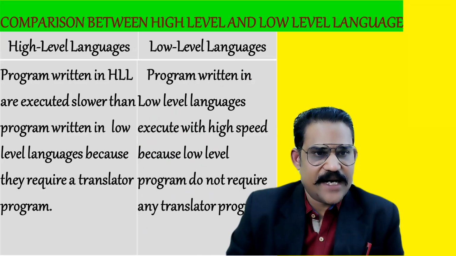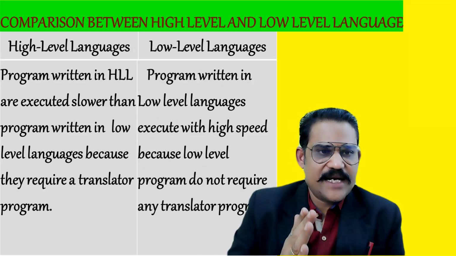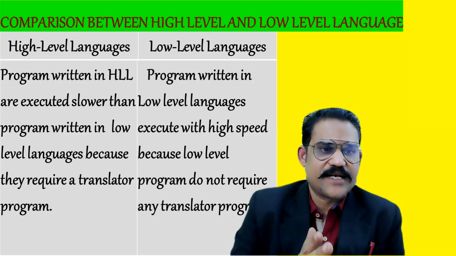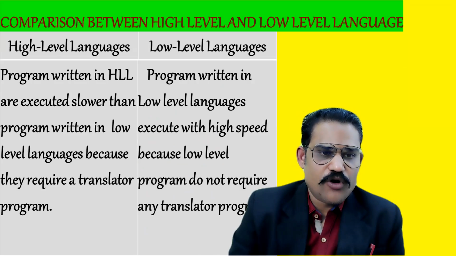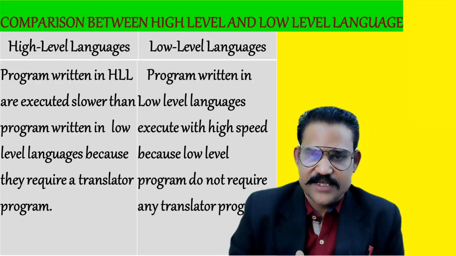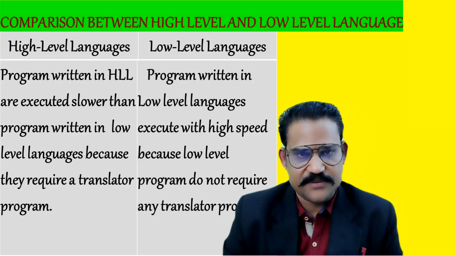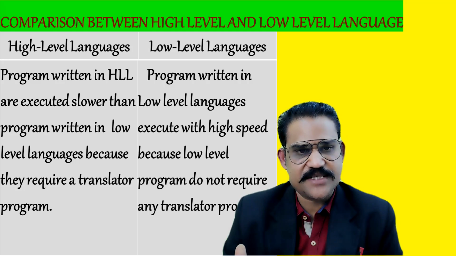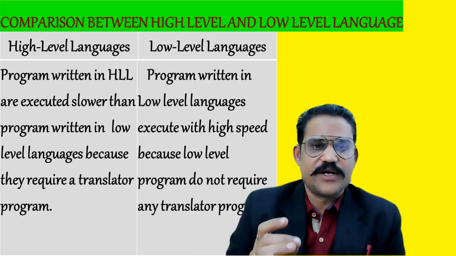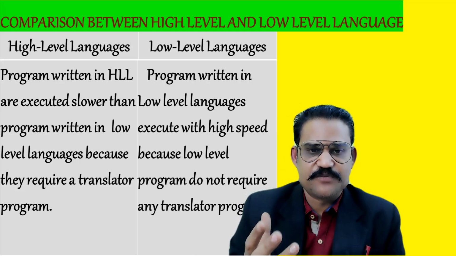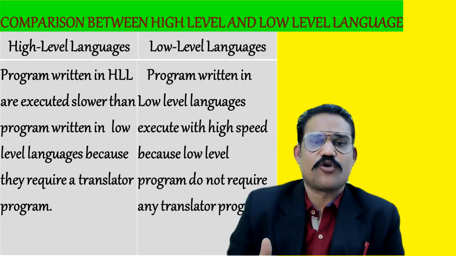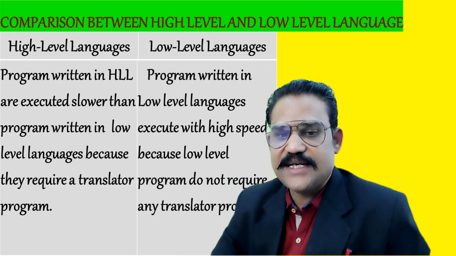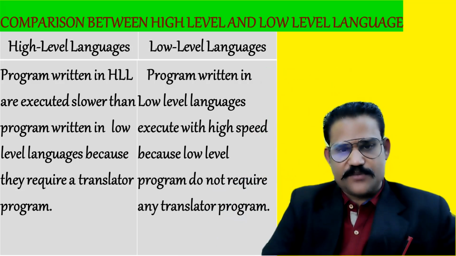Now the third point is that programs written in high level language are executed slower than programs written in low level language because they require a translator program. Clear? Now the next point about low level languages. Programs written in low level language execute with high speed because low level programs do not require any translator program.